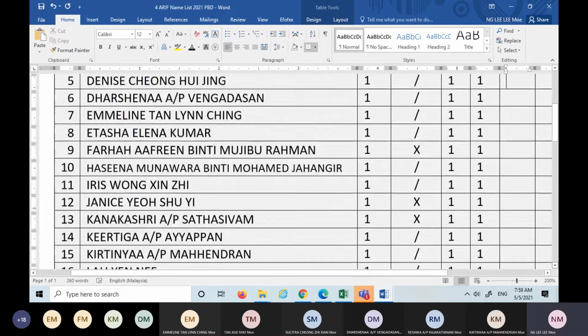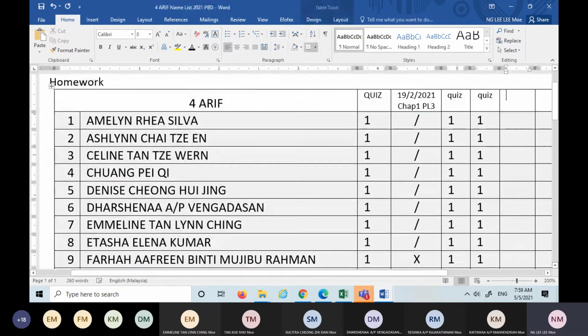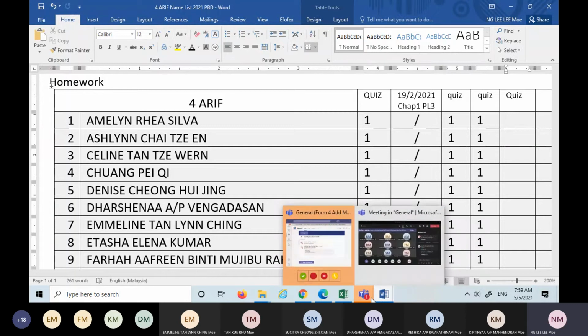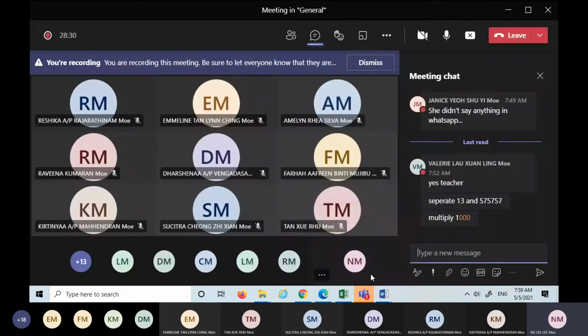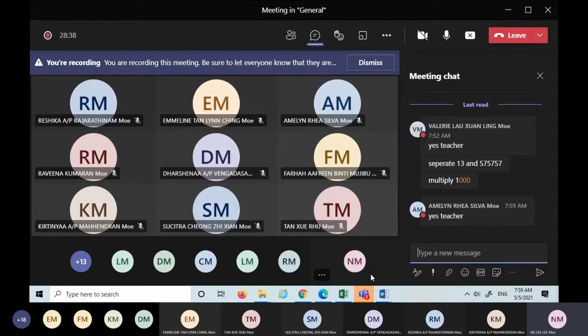Start over again from the first girl. Emmeline. Emmeline here. Hello, Emmeline. Perfect square. Can you list out perfect squares for me? List out maybe the first 5 perfect squares.